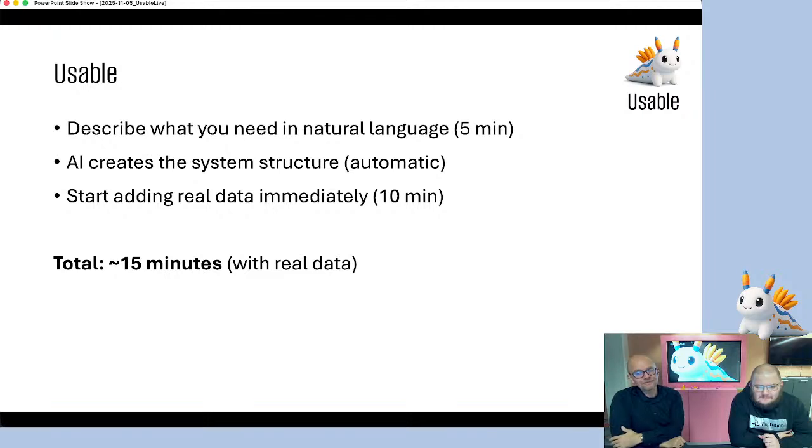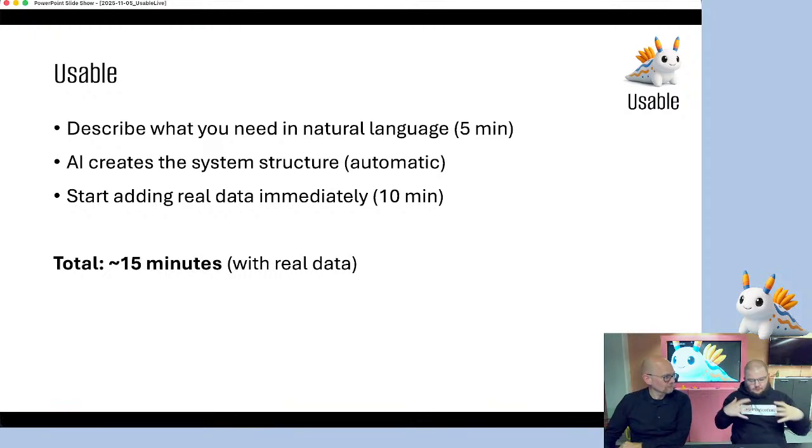Versus Usable, where you describe what you need in natural language: I need a project management system that does this and this and this. In 5 minutes the AI creates the system structure automatically, and then you can start adding real data immediately. These times can vary, but you are up and running with the system just like you want it, with real data, collaborative and deployed. With a lot of these systems, you have to bend your thought process and workflow to theirs rather than saying this is how I function.